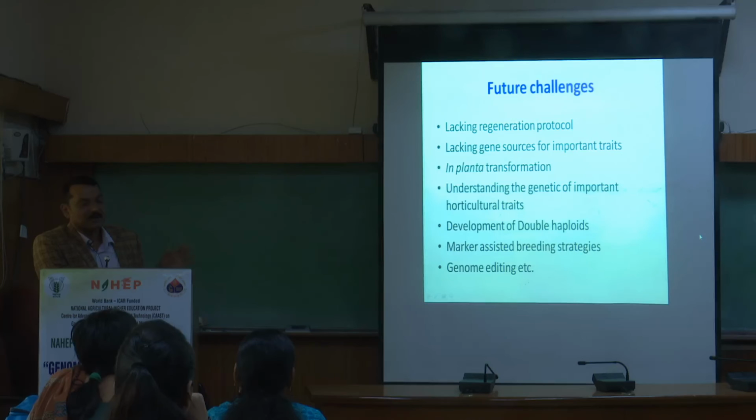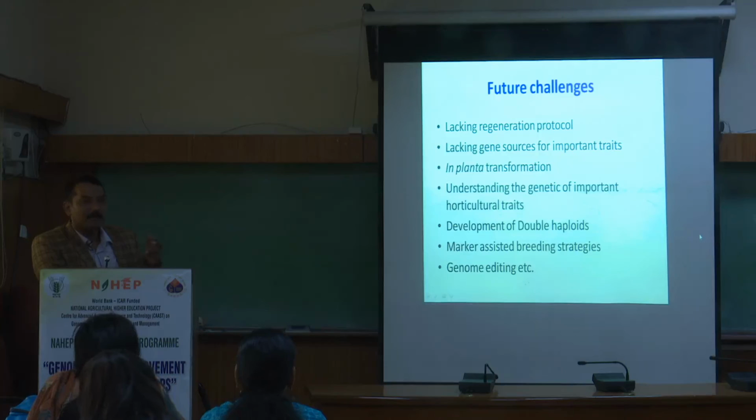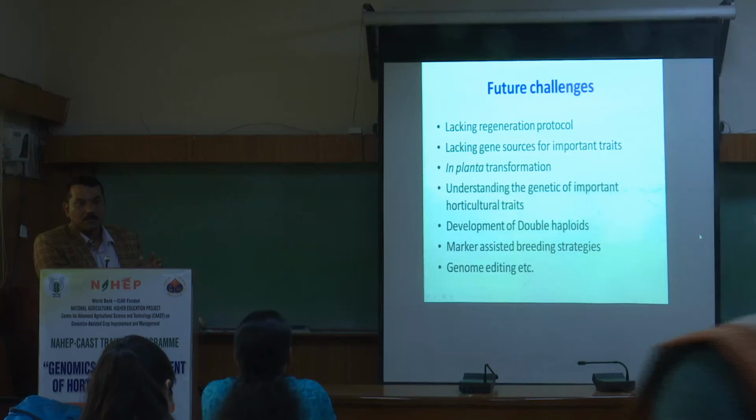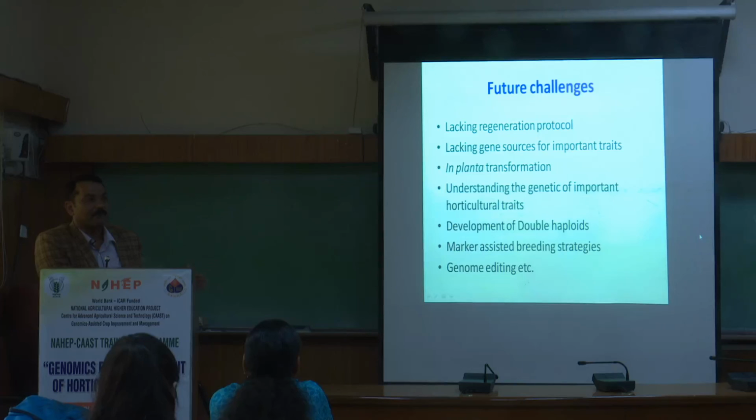The only hope is that in case of mango, somatic hybridization was successful up to some extent. People were able to develop somatic hybrids, but there is a problem when they go for germination of all those. So we have to work on that, so that we have a regeneration protocol, and whatever information we are generating by way of genomics studies can be translated in terms of product development.